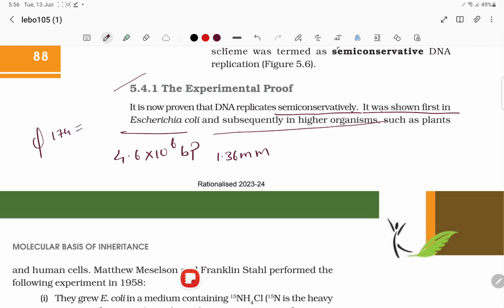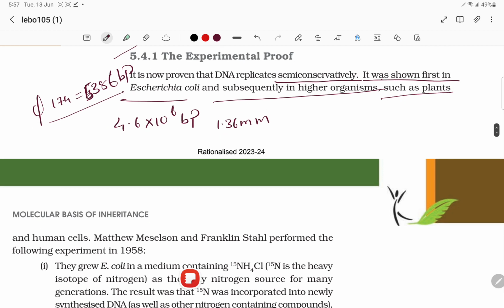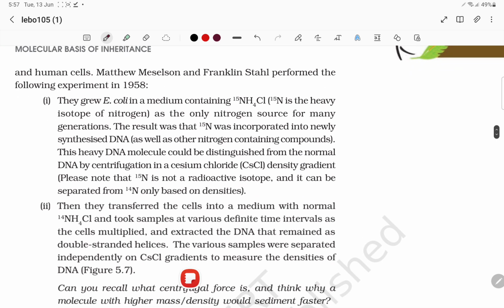For the bacteriophage, it would be 5386 base pairs. It was first shown in E. coli and subsequently in higher organisms. This is a very important question: the experimental proof of the semi-conservative method was first seen in E. coli and then in human cells.